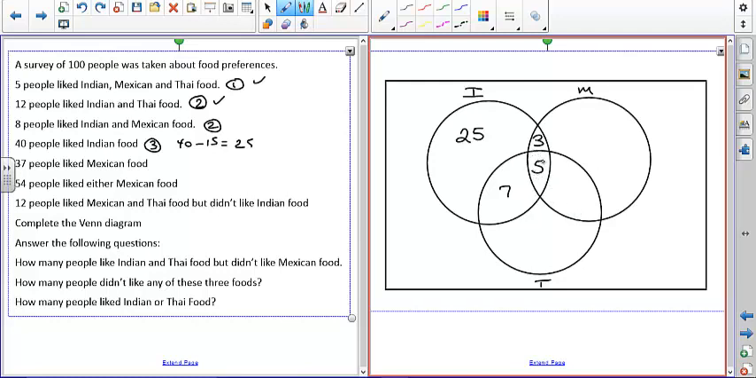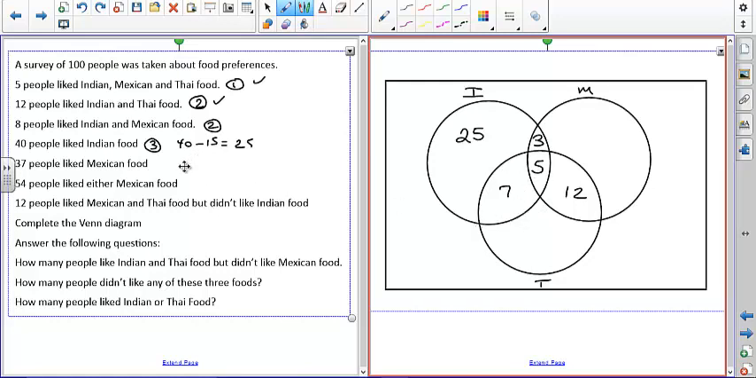So you'd have this football, but remove the people who don't like Indian food. So we can write that 12 indirectly. That's the only time, besides the intersection of all 3, that you like 2 but not the other. It's going to be one of these 3. This 7 is Indian and Thai food but not Mexican, and this would be Indian and Mexican, but not Thai.